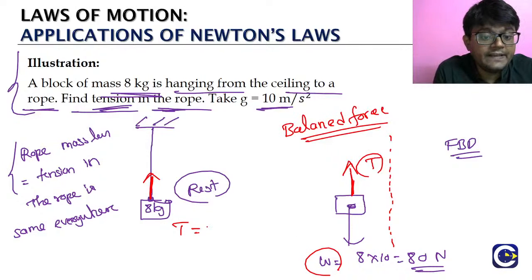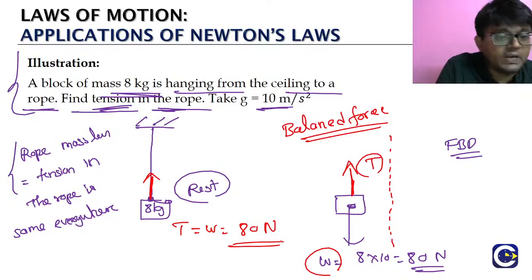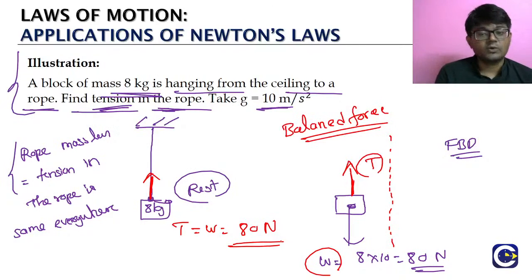What is the downward force? Weight, which is equal to 80 newtons. Understood? So what are they asking? They're asking the tension force in the rope. Okay. So what is the tension force in the rope? It is going to come as 80 newtons. Okay? So it's a straightforward question.